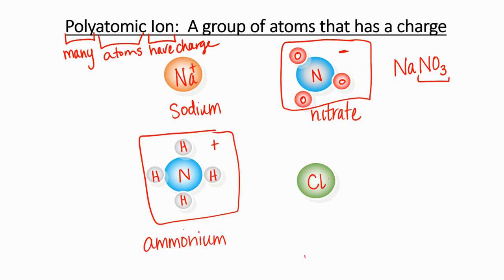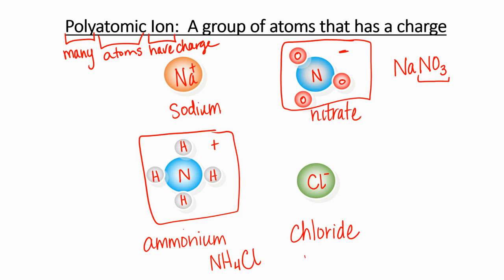So let's say it's bonded to a single atom ion. Sometimes those are called monoatomic ions. A chloride ion. Okay, so chlorine, we said, changes to chloride, and we would call that ammonium chloride. So that would be NH4 with Cl, or ammonium chloride.